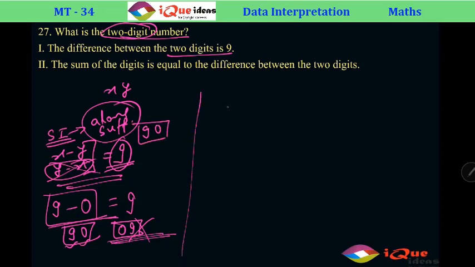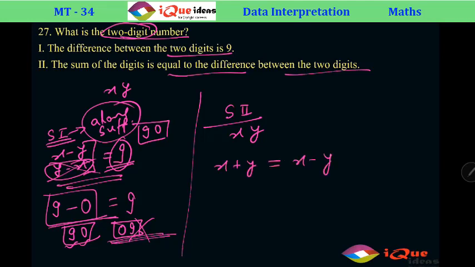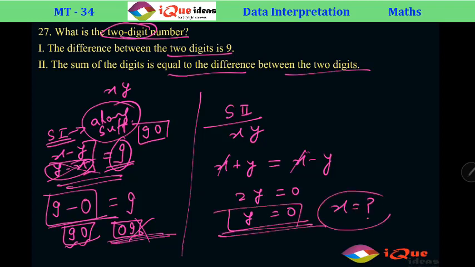Now let's take statement 2 alone. What is statement 2 saying? The sum of the digits is equal to the difference between the 2 digits. So if I take the 2-digit number xy, the sum of digits, x plus y, is equal to the difference between the 2 digits, x minus y. So y and y are cancelled, x and x are cancelled, and we have 2y equal to 0. So y is equal to 0. This only tells us that y is equal to 0. It does not tell us anything about x. So the second statement alone is not sufficient.